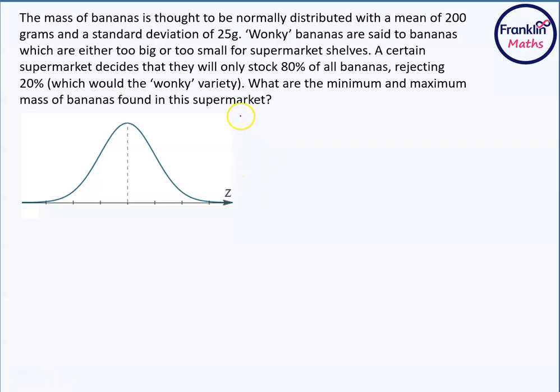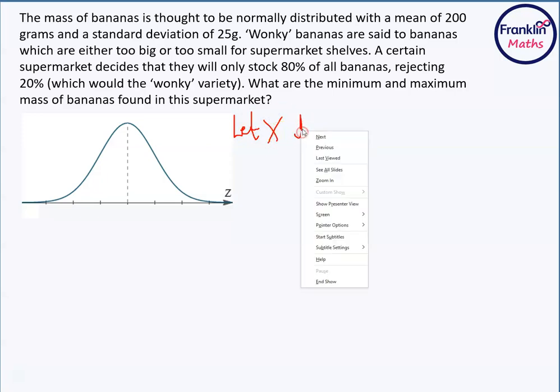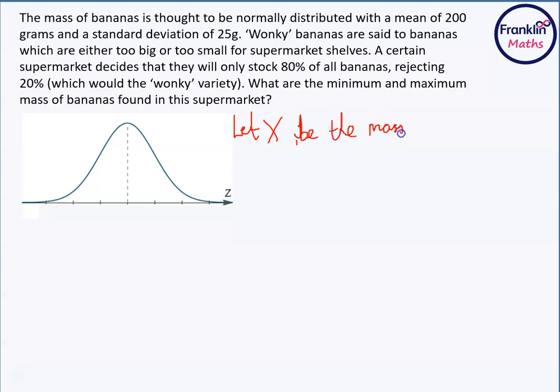Okay, I'm going to start off by defining my variables. So let x be the mass of a banana, or the mass of bananas. So x, again, it's going to be something like mass would be normally distributed anyway. So what have we got then? We've got a mean of 200. And I've given us a standard deviation of 25.